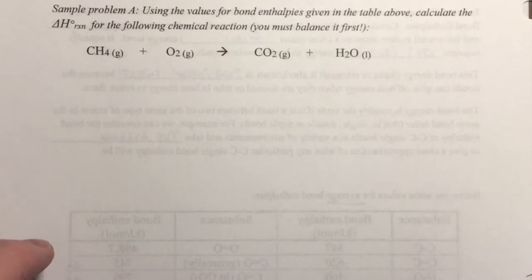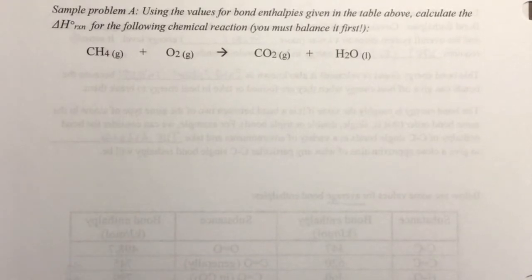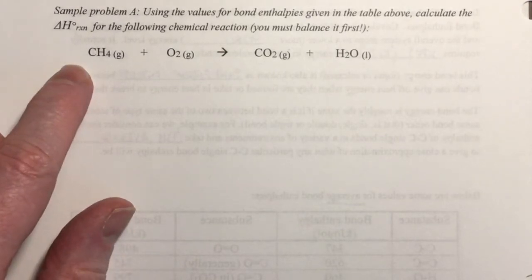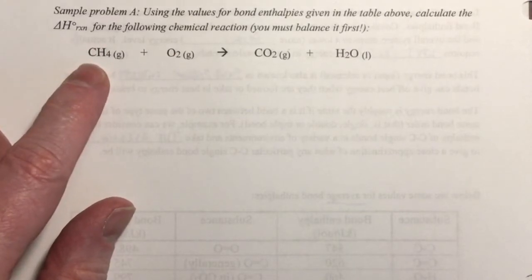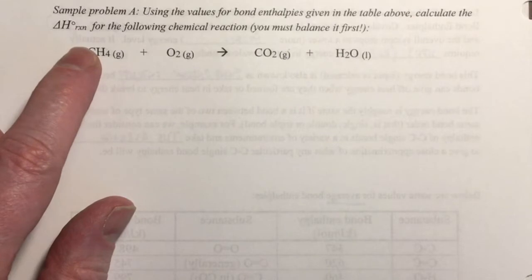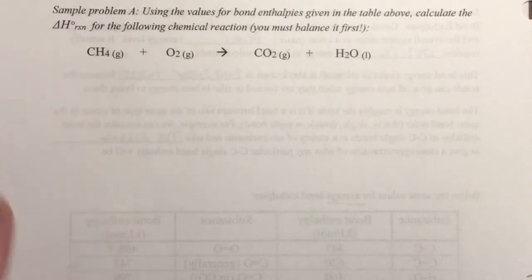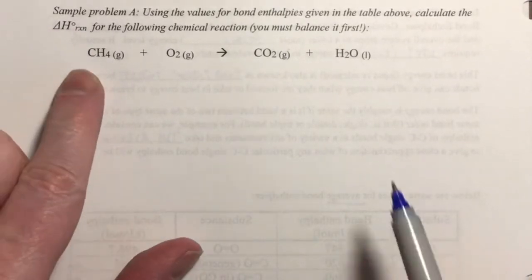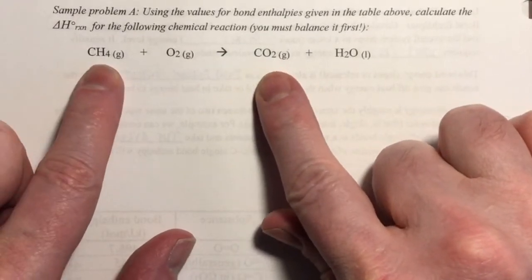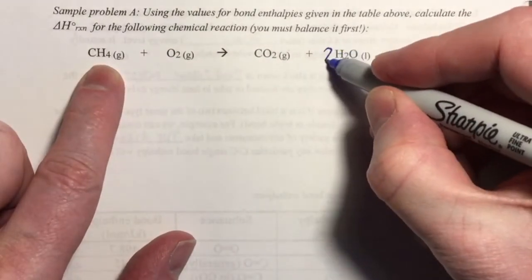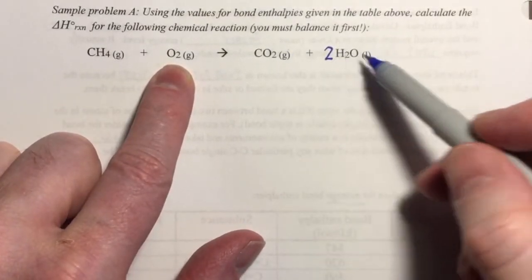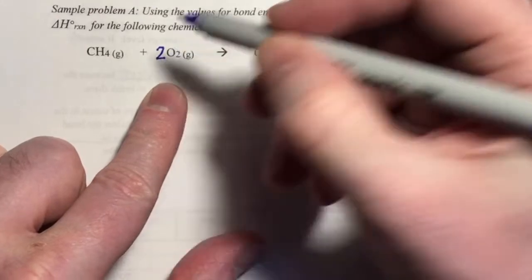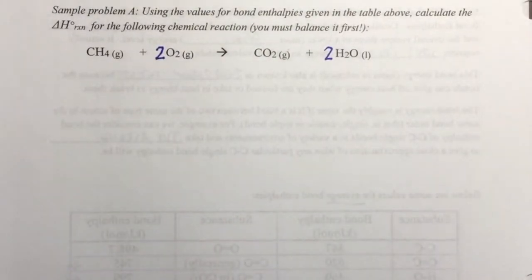And you would have had to recognize, aha, I'm being given bond enthalpies, so I'm going to use the bond enthalpy method, right? Well, first, and this is very important, we have to have a balanced chemical reaction. Because if I have more than one of these molecules that are reacting, then I have to consider all of the bonds in all of those molecules that may be broken. So let's quickly balance this. 1 carbon, 4 hydrogens, 4 hydrogens, 2 oxygens, 1, 2, 3, 4 oxygens. There we go. Now we have a balanced chemical reaction.